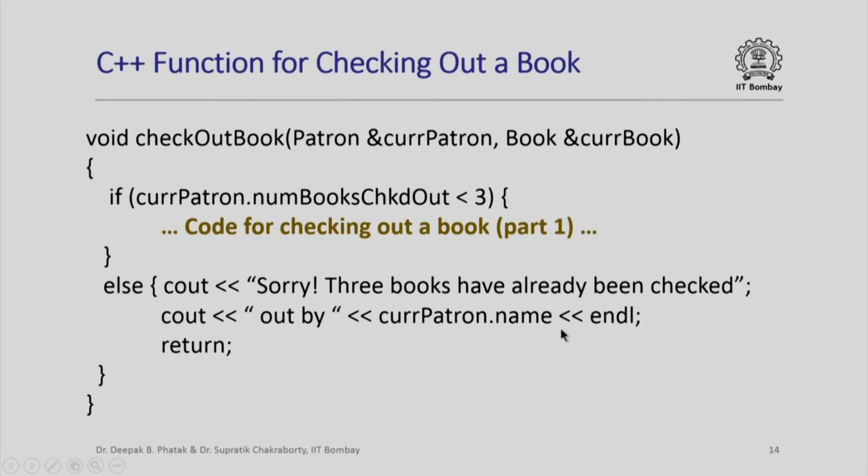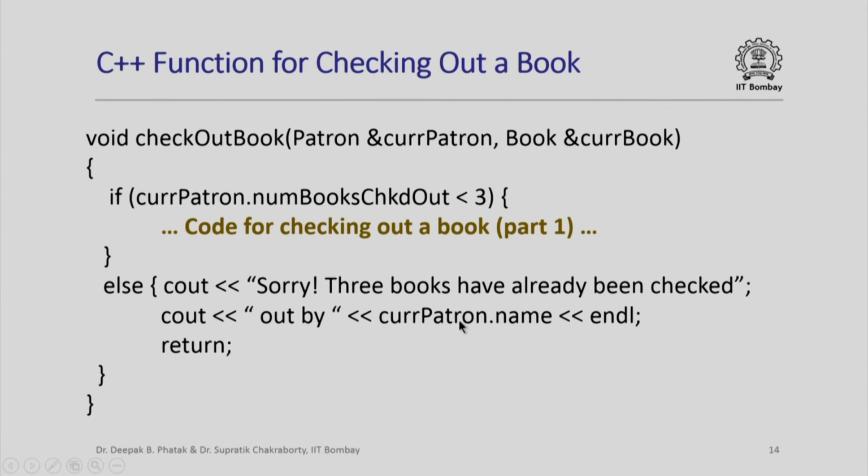Note here that I have used current patron dot name to print out the name of the current patron. Recall that in the structure patron, name is a member which is basically a character array. So when I am printing out current patron dot name, I am saying print out the character array, basically the string stored in the character array whose name is name in the structure patron, and current patron is an object of that structure.